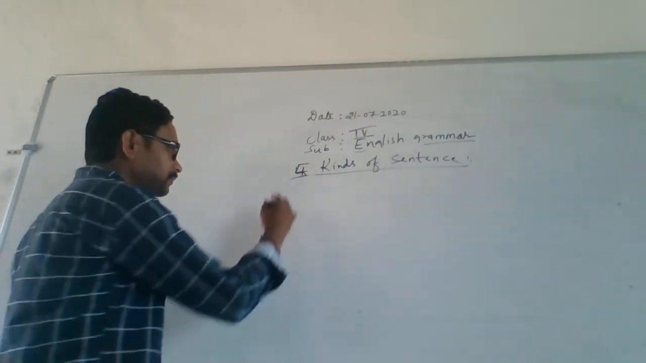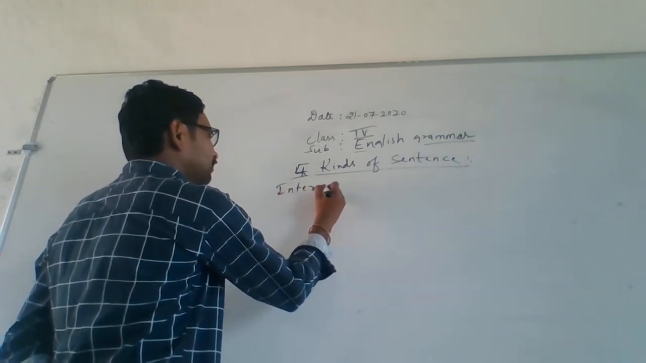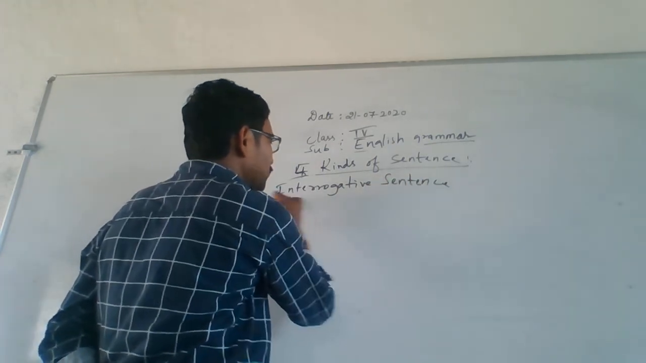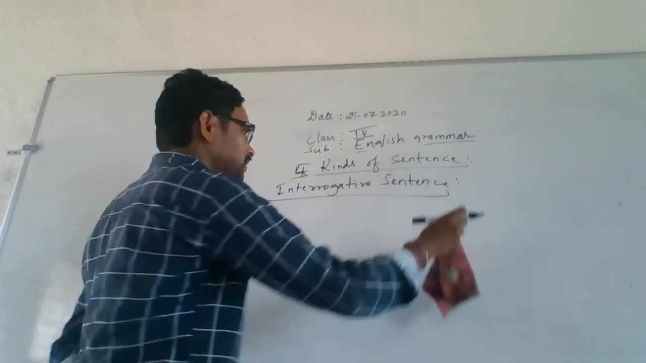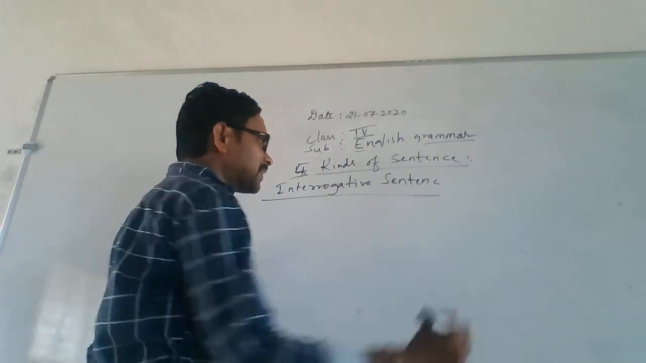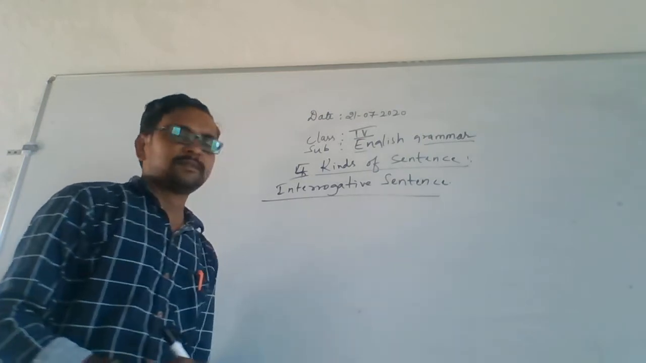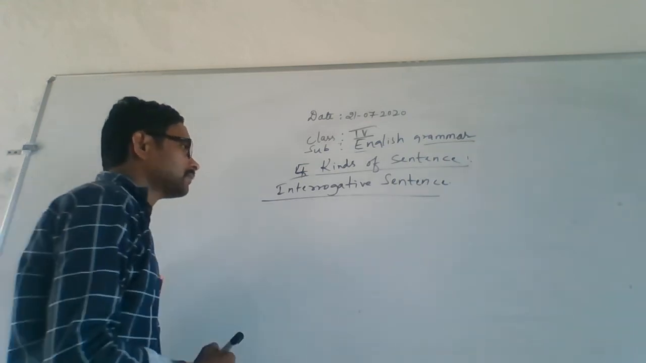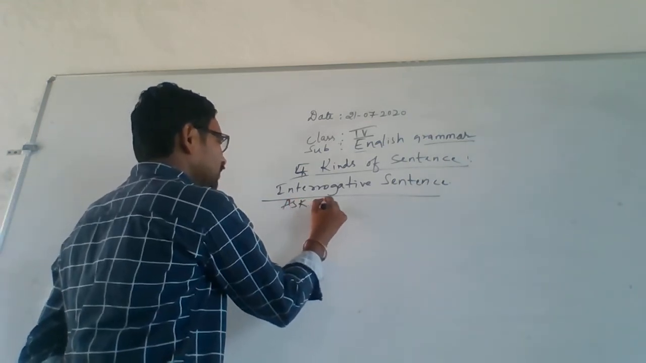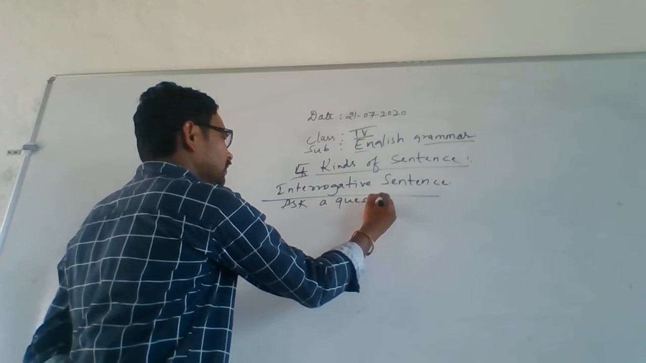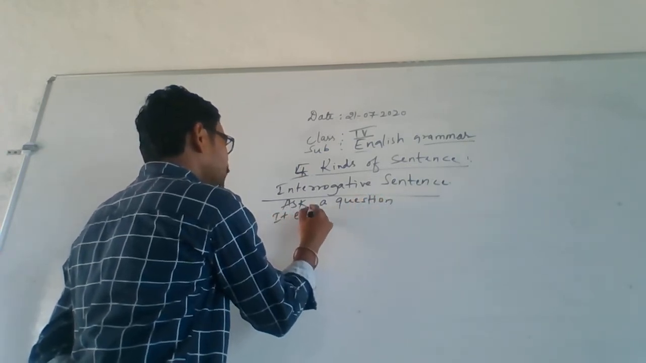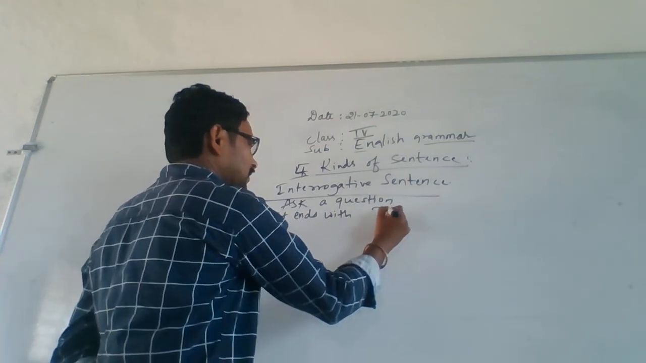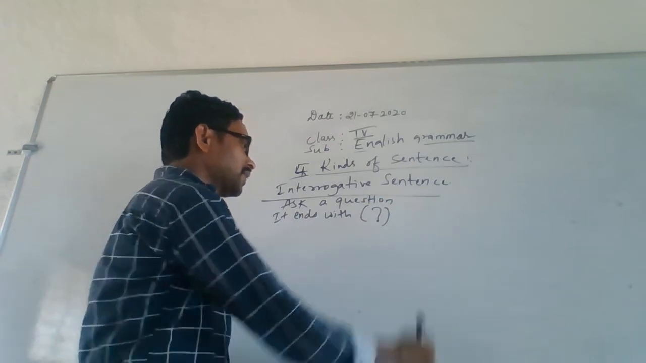Interrogative means what type of sentence? Interrogate means inquiry. So an interrogative sentence asks a question. It ends with what? Question mark.